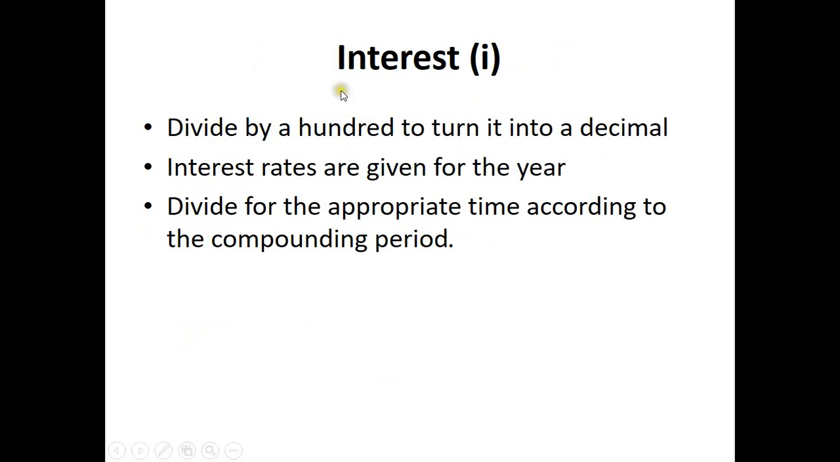Interest. When you get your interest, you're going to divide by 100 to turn it into a decimal. Interest rates are given for the year. So this is like a standard. Every time you get an interest rate, it's going to be yearly. You divide for the appropriate time according to the compounding period. I will show you in a second the table that shows you that.